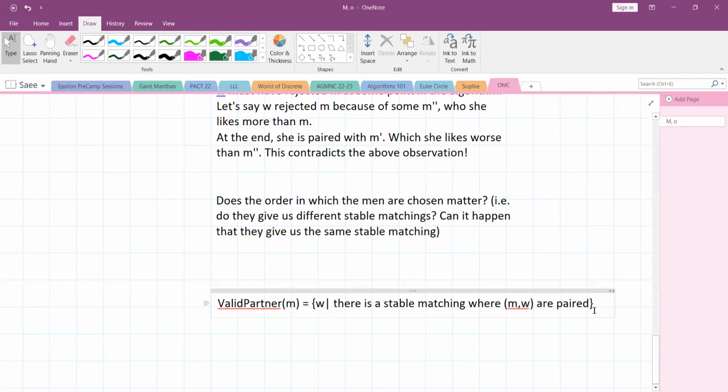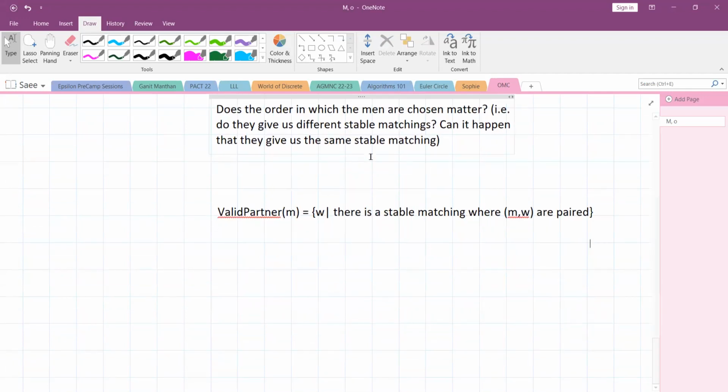Okay, I'll take the silence as a yes. And similarly, this is not only for men. We can also define this for a woman. So a valid partner of a woman is just the set of all men for which there is hope of pairing, if you want to say it in a more intuitive way. Okay, I hope this made sense.